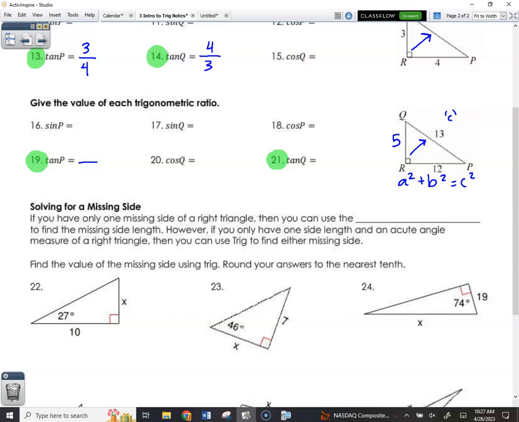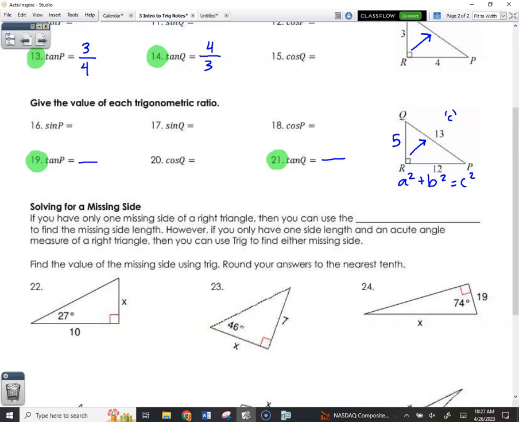Did you get 5? I got 5, but I didn't talk. That is a 3, 4, 5 triangle. That's just coincidence.